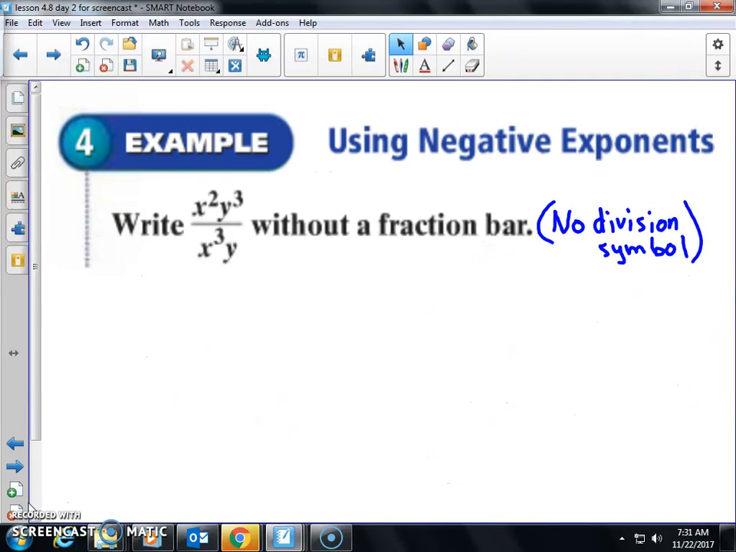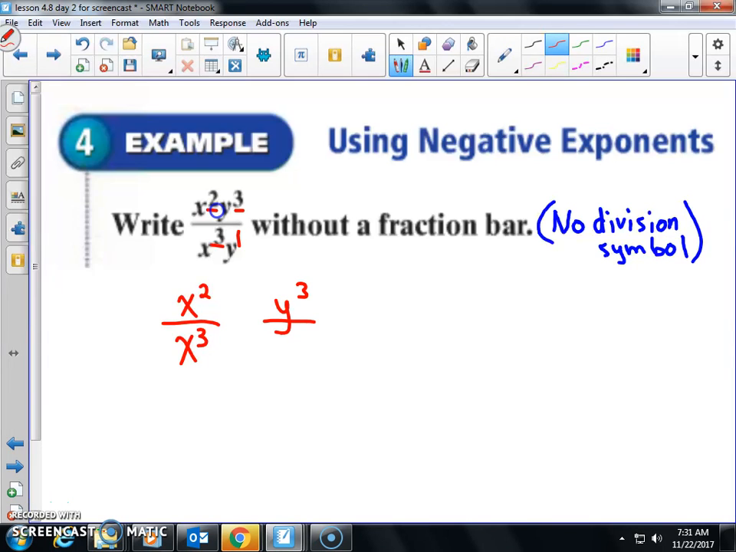All right. Now in this one, the directions change a little bit. It says write this expression, x to the second power y to the third power, all divided by x to the third power y. And it says write your answer without a fraction bar, or no division symbol allowed. So a couple things here. First, you've got to remember that all numbers, all variables have an exponent. Here's an exponent of 2, here's an exponent of 3, here's an exponent of 3. There is an exponent on this y. It's the invisible 1. So, since we have 2 separate pieces, we should treat this as 2 separate problems.